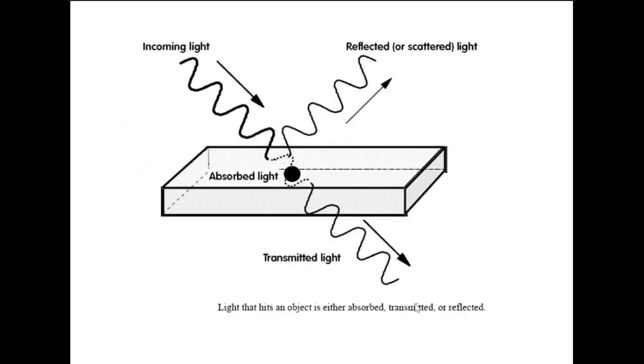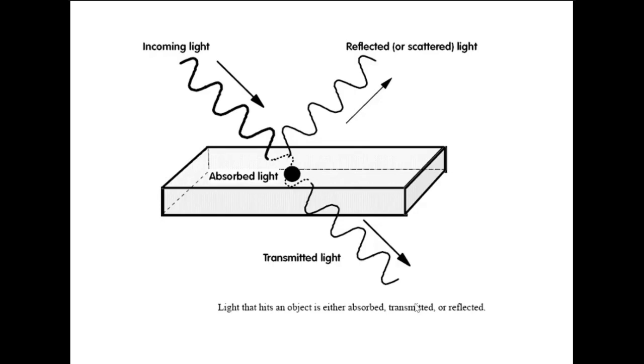So when light hits an object, let us take a biomolecule, there are three possibilities. The first possibility is that the incoming light, in the form of a wave, can be reflected or scattered. Or some amount of light can be absorbed by the biomolecule of interest. The third possibility is that whatever light impinges on this biomolecule can be transmitted.